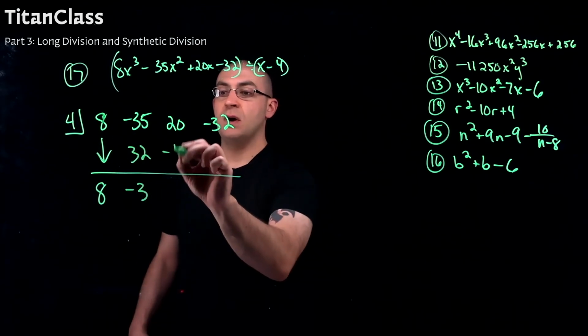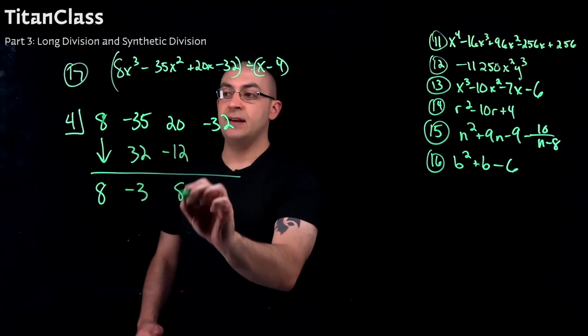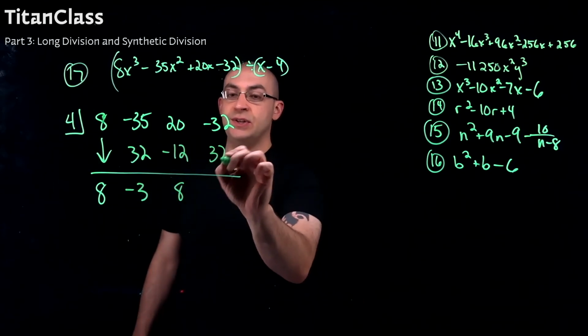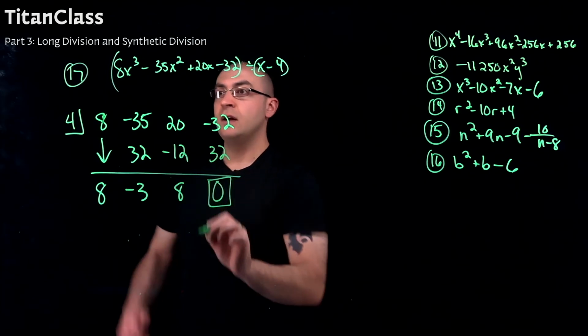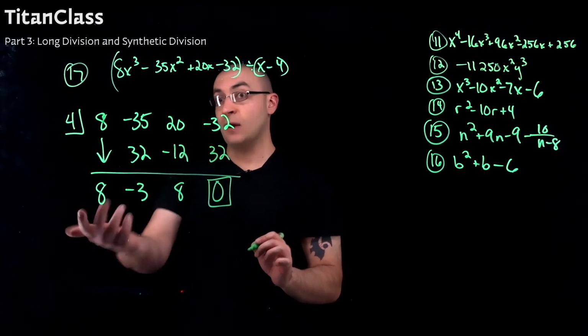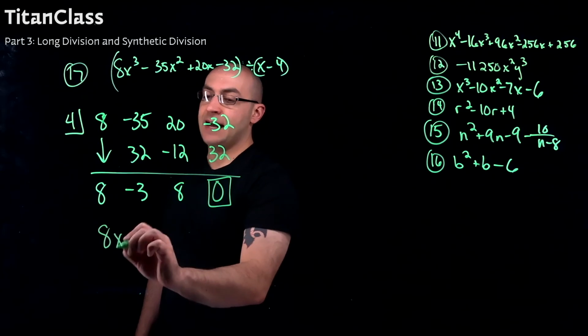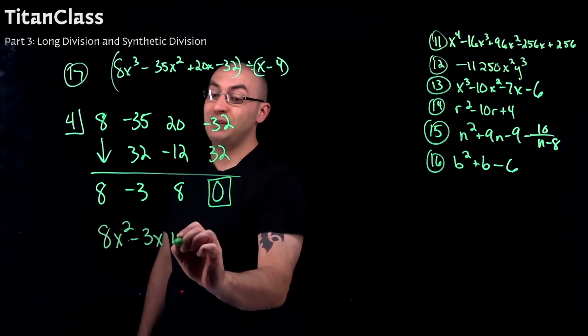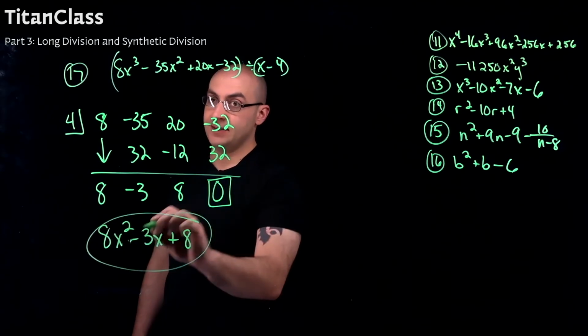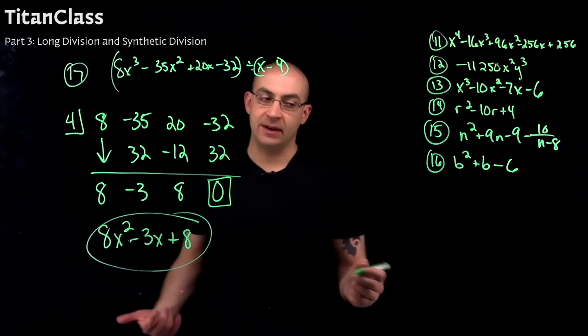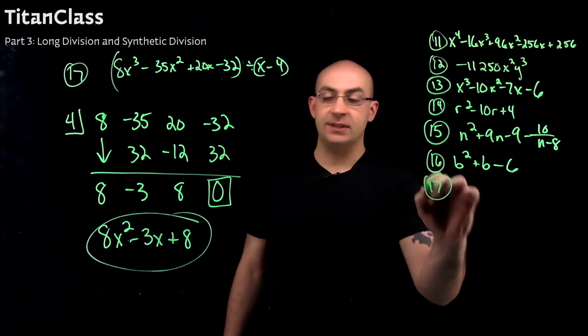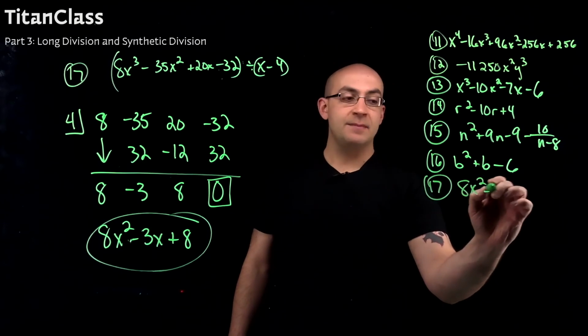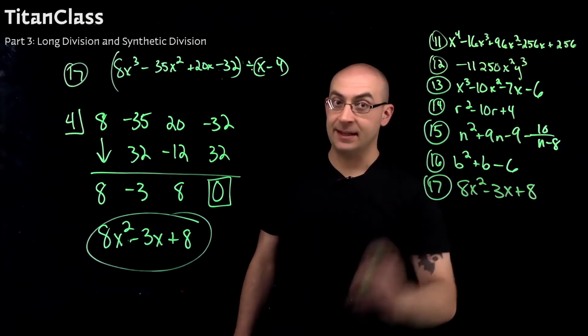Multiply is negative 12. The difference is 8. And multiply is 32. We have a 0 remainder again. It started as a third power, now it's a second. So this is 8x squared minus 3x plus 8, final answer. The 0 remainder we don't do anything with, obviously, because it's a 0. And that's number 17. So 8x squared minus 3x plus 8 is my final answer.